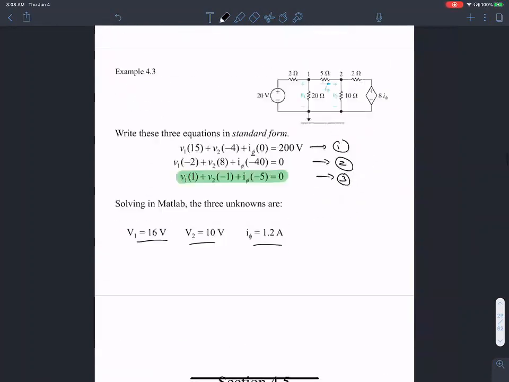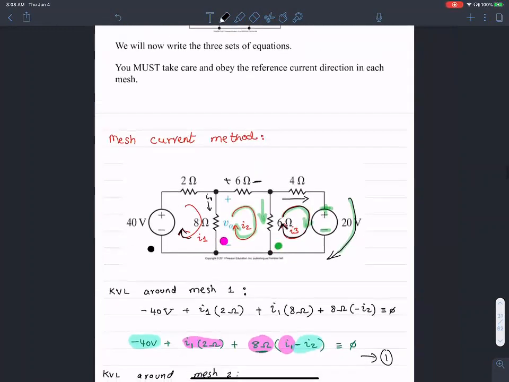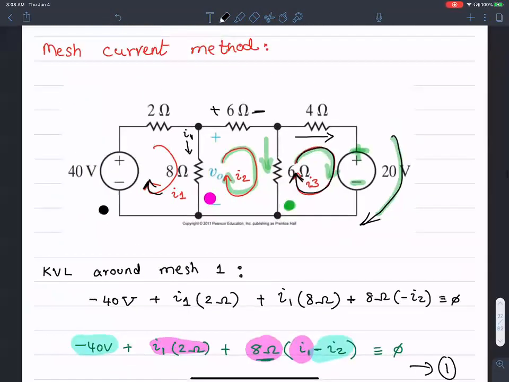Then we looked at the mesh current method. Mesh current method is an application of KVL, Kirchhoff's voltage law. We define three different meshes here: mesh 1, mesh 2, and mesh 3 as shown there, and then write KVL around the loops. We pay particular attention to this element, because there are two different currents flowing in here. There is I1 from the left mesh, there is I2 from the right mesh.